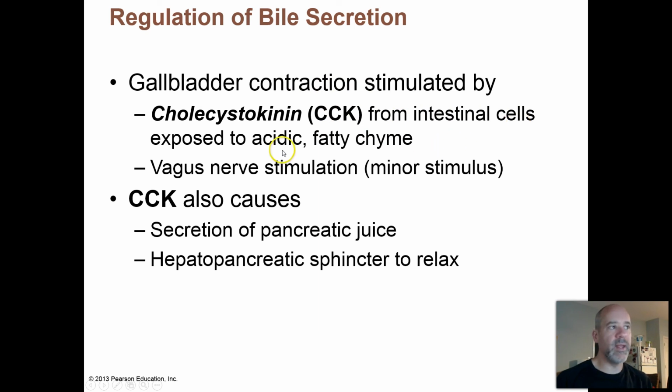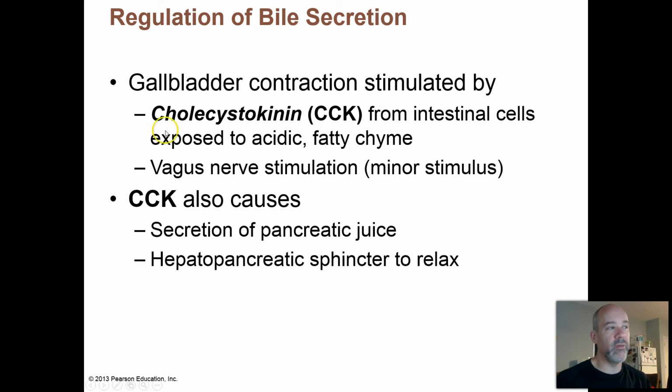You have cells along the intestinal lining that make this as well. And same thing, when they detect acidic fatty chyme coming in from the stomach, these cells release this CCK. CCK travels through the bloodstream and it goes to the gallbladder. The smooth muscle cells in the wall of the gallbladder are the targets, and that hormone triggers those cells to undergo contraction. And so you squeeze the bile down towards the duodenum.